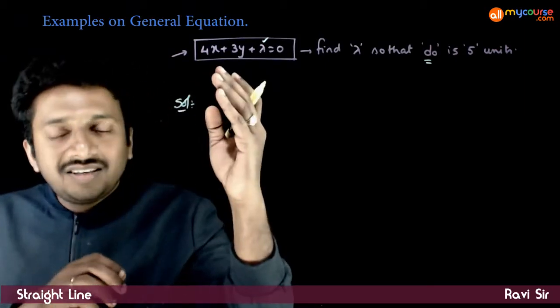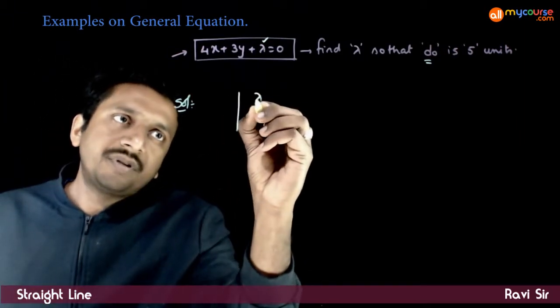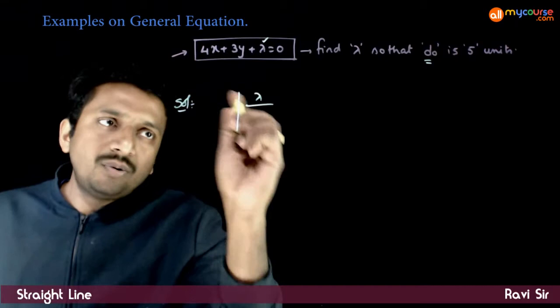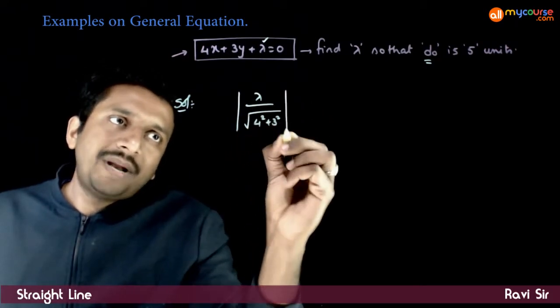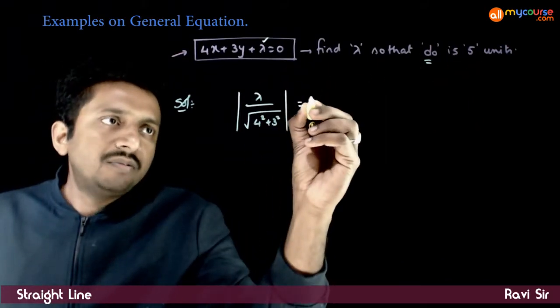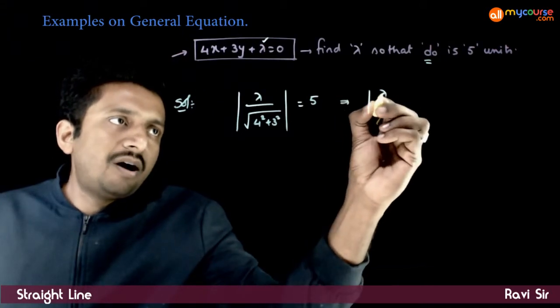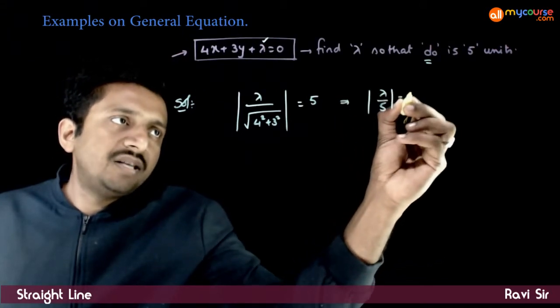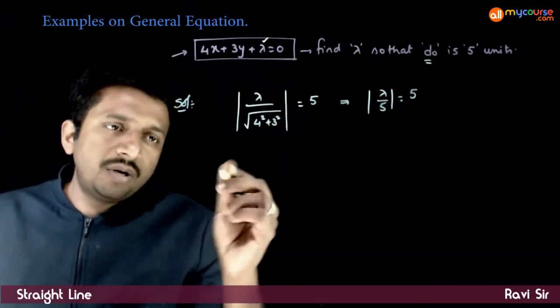Again, it's a direct formula based question. What is the distance of this line from the origin? It is the modulus of the constant term divided by the root of 4 squared plus 3 squared. And this is given as equal to 5 units. This implies modulus of λ by 5 is equal to 5.